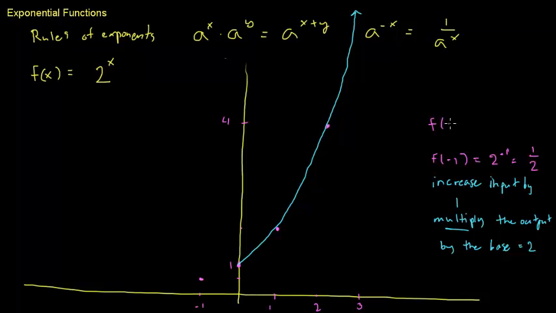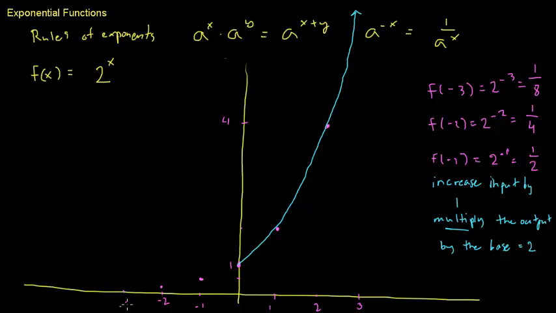Let's look at f of negative 2. Well, that's 2 to the minus 2, which is 1 over 2 squared, which is 1 over 4. So we're down here. And one more, let's look at f of negative 3. That's 2 to the minus 3, which is 1 over 2 cubed, which is 1 over 8.